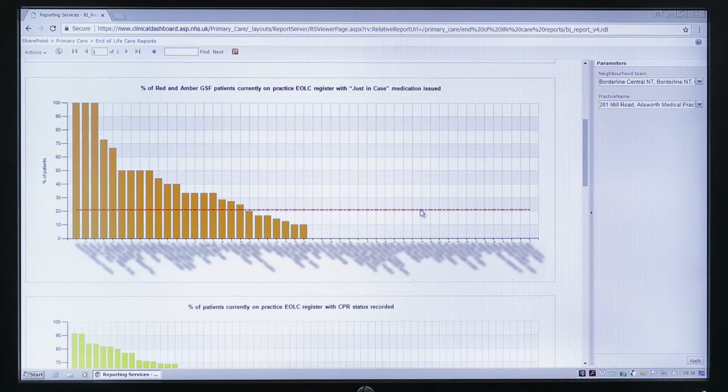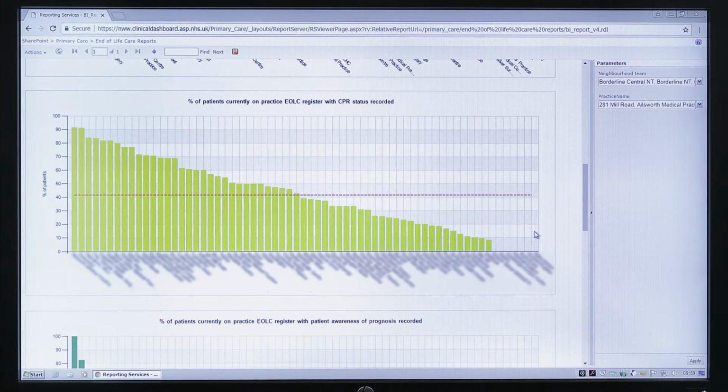CCG average is just over 20%, and you can see that there's quite a number of practices down here where there are no data entered. The probable explanation is that this read code has not been entered into the template. An alternative explanation is that just-in-case meds indeed aren't in place. The important thing is that that means that for these practices, that information in terms of whether or not just-in-case meds are in place will not be available to out-of-hours services through the summary view. This becomes really important when we come down to CPR status.